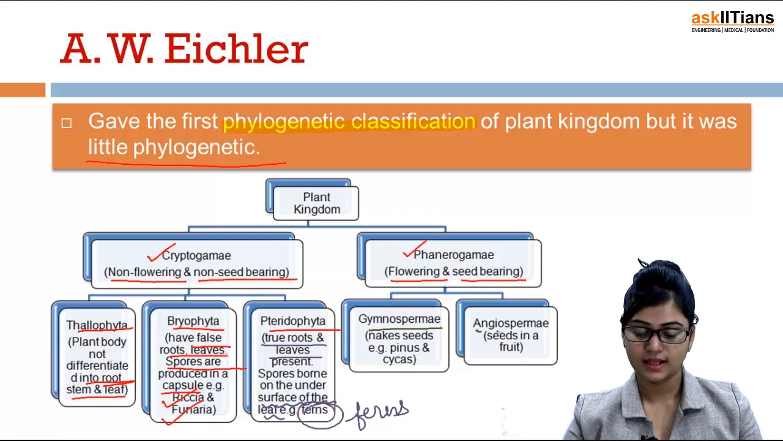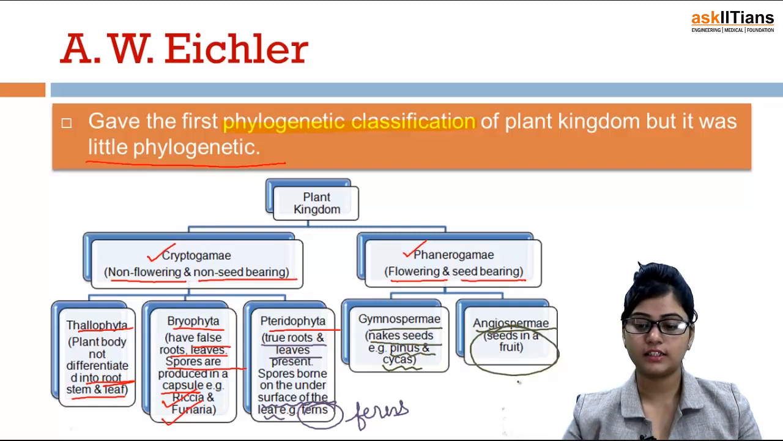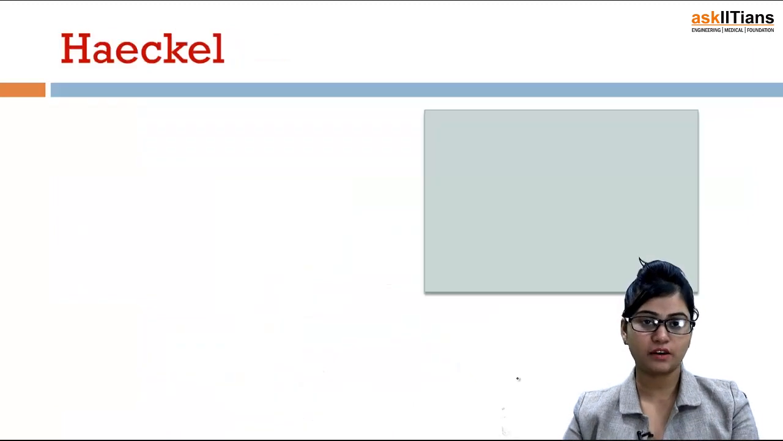Now comes phanerogamia. They have gymnospermae and angiospermae. Gymnospermae consist of naked seeds, for example Pinus and Cycas, and angiosperms contain seeds in a fruit. So seeds are there in a fruit.